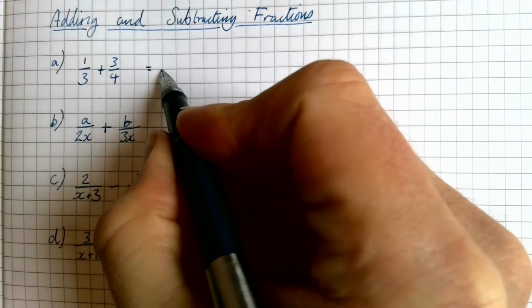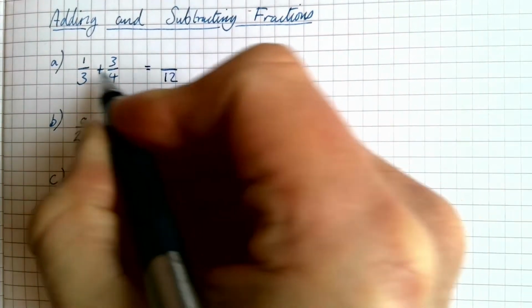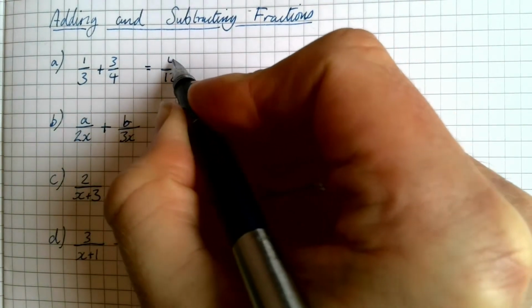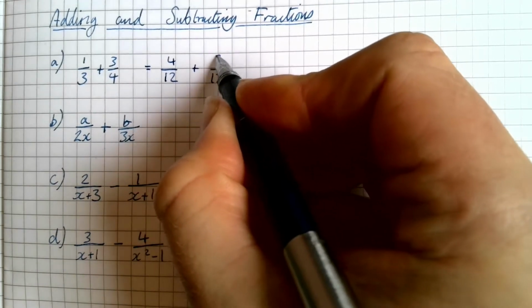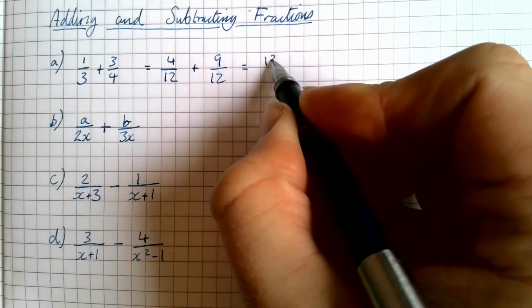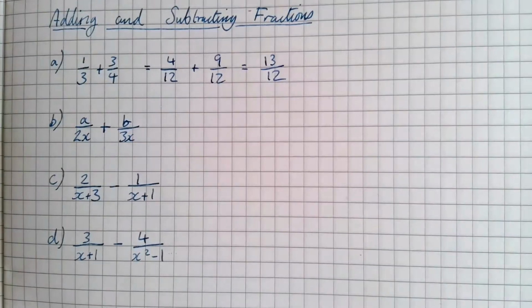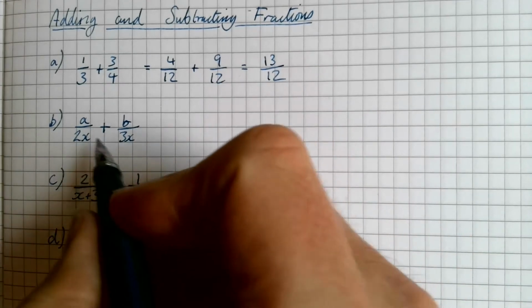Lowest common denominator for 3 and 4 is 12, so 3 times 4 is 12, 4 times 1 is 4, 3 4s are 12 and 3 3s are 9. So then we've got 4 plus 9 giving us 13 over 12, and you can put it as a mixed number if you like, but with a lot of the stuff we're going to be doing, actually you can just leave it the way it is.